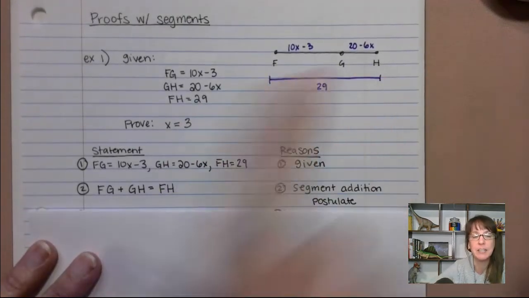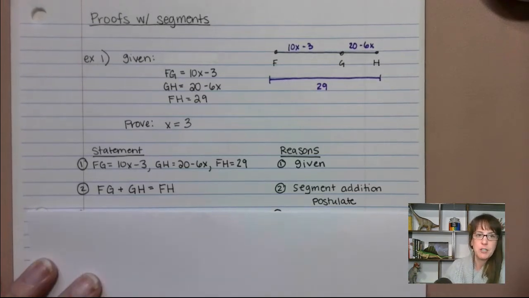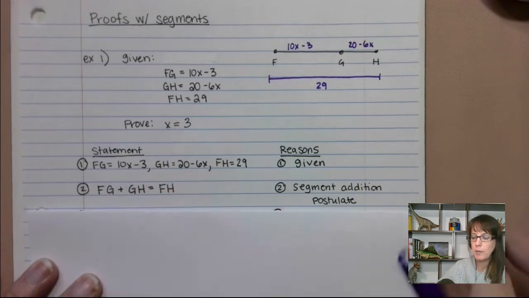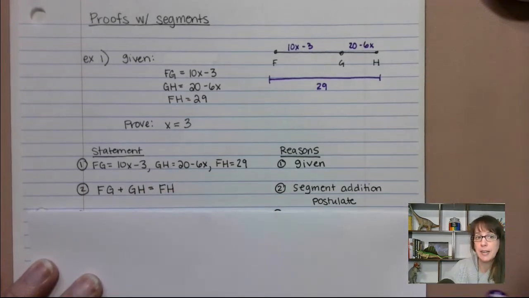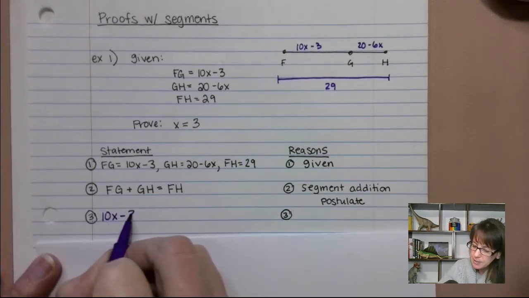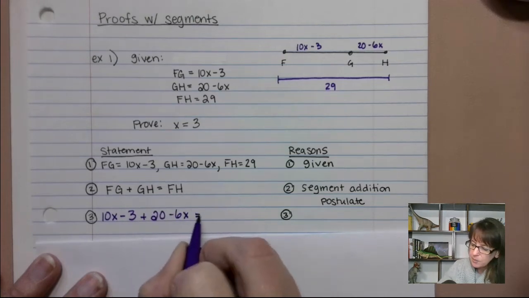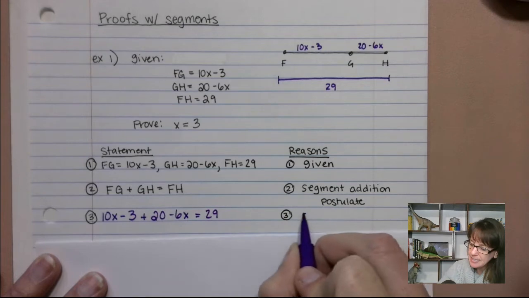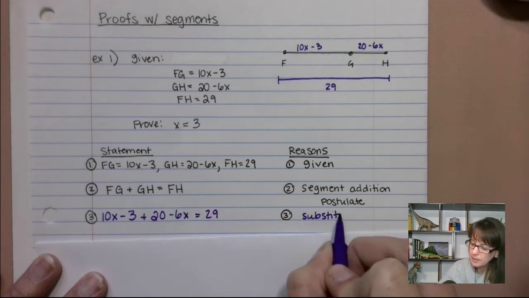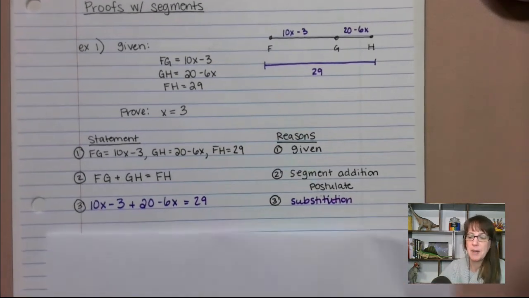So if you have a segment and you're working on a proof, ask yourself, would segment addition postulate be helpful here? So FG plus GH equals FH. Knowing the rest of this information, what we can do is substitute that information in. So we will say FG is 10x minus 3 plus GH, which is 20 minus 6x, equals FH, which is 29. And that is substitution property. Sorry about that. Our substitution property allows us to put those in.